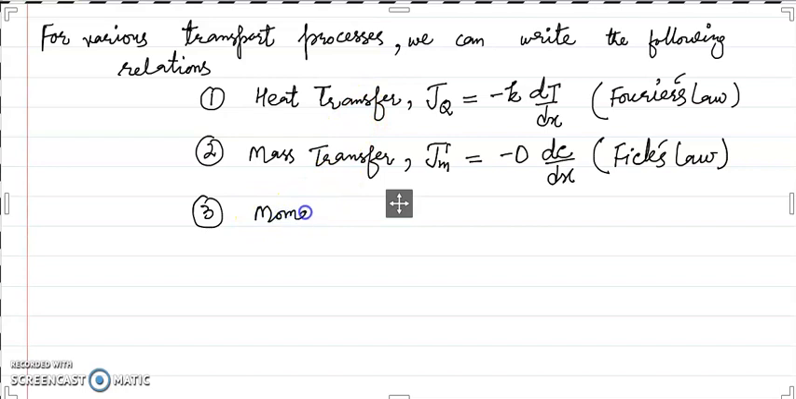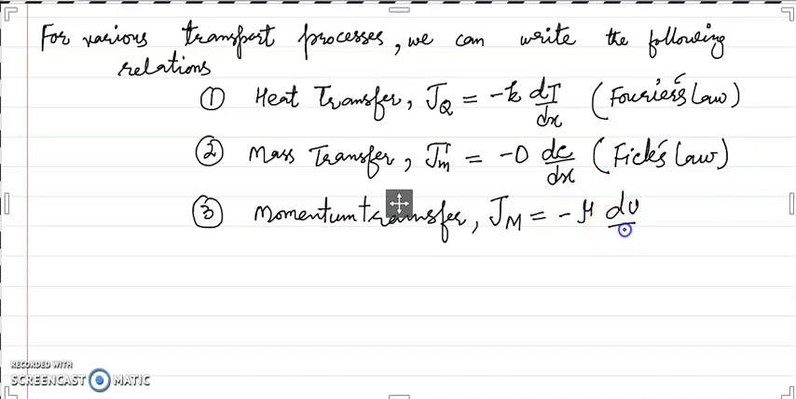One more is momentum transfer, which is given the symbol J subscript capital M, which is written as minus mu du upon dx. This is simply Newton's law.